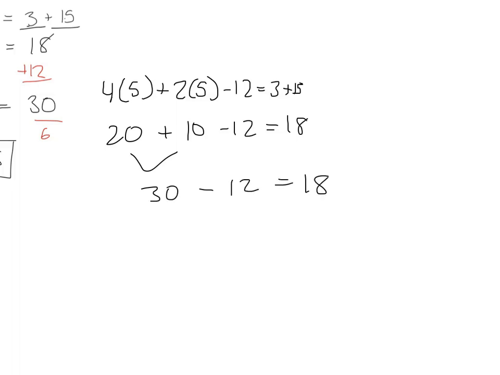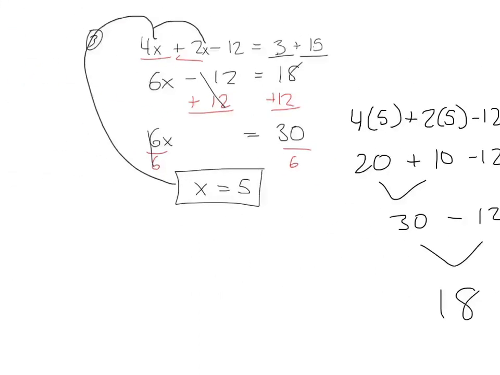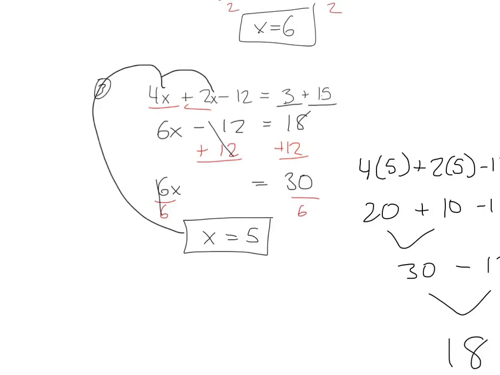And again, little question marks here because we're just testing to see if we did it correctly. I'm not saying it is equal yet. Well, 30 minus 12 actually is 18, and 18 equals 18. So our answer checks out. Therefore, x equals 5 is the correct answer.